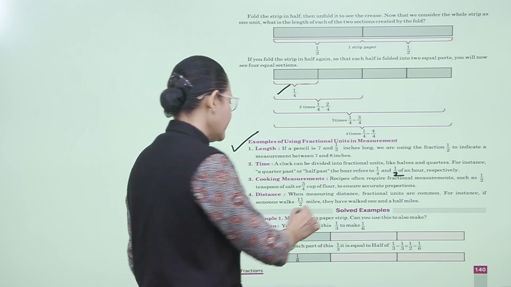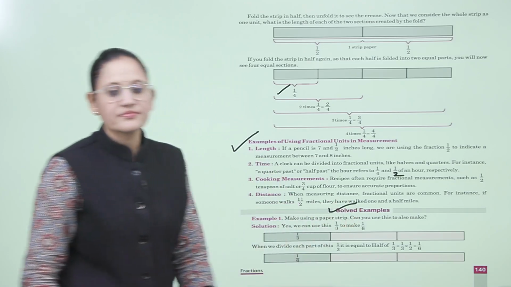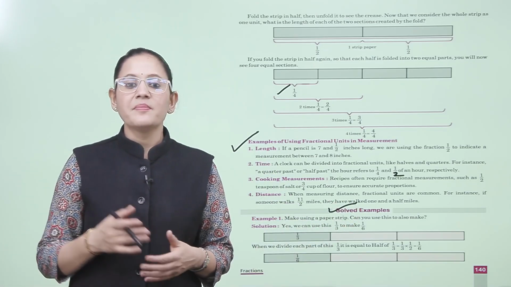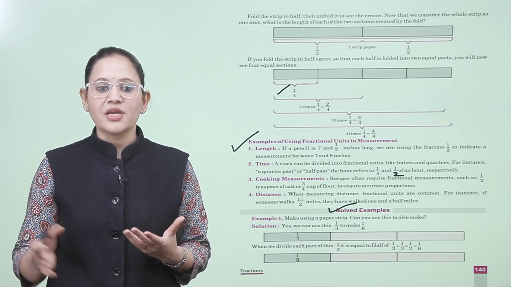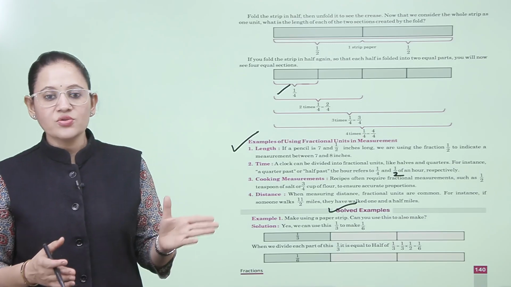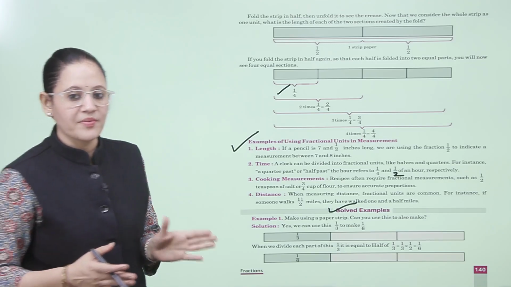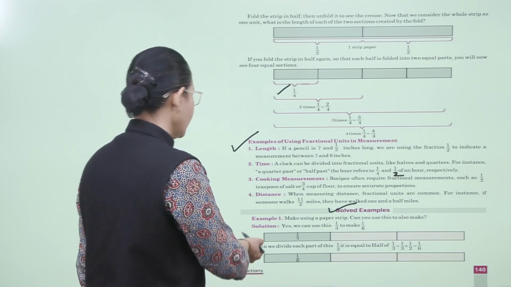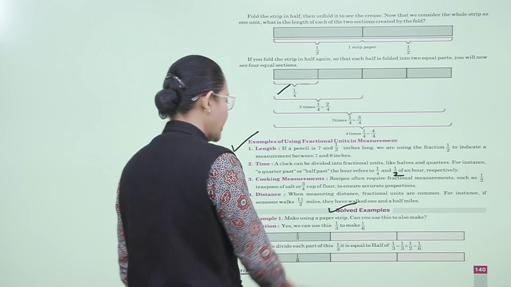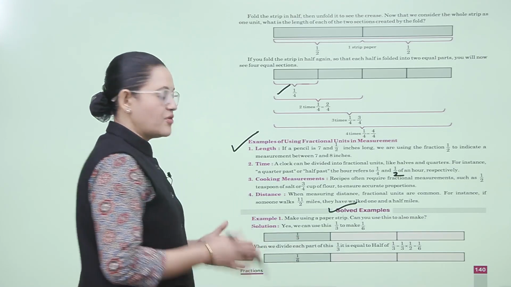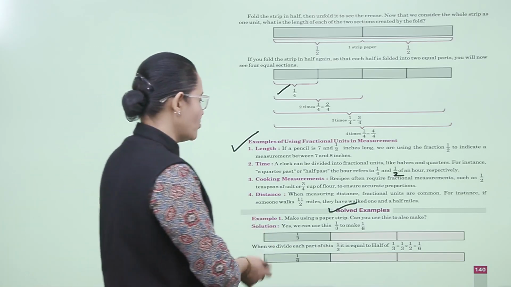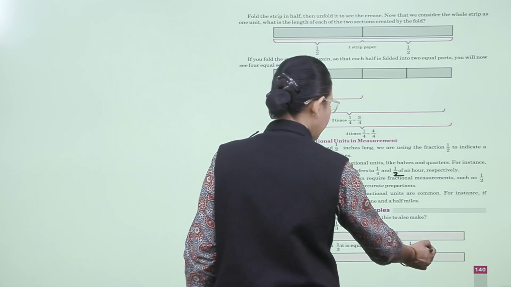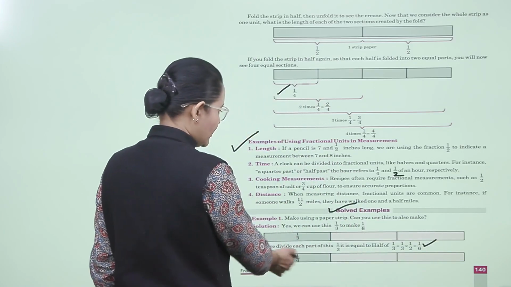Now we'll take an example. Example 1. Make using the paper strip. Can you use this to also make? Yes, we can use this 1/3 to make 1/6. When we divide each part of this 1/3 into equal halves, it will be equal to 1/6, like here.